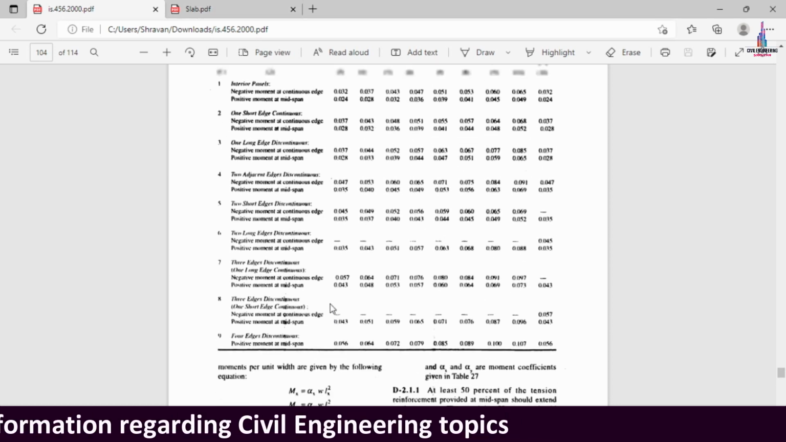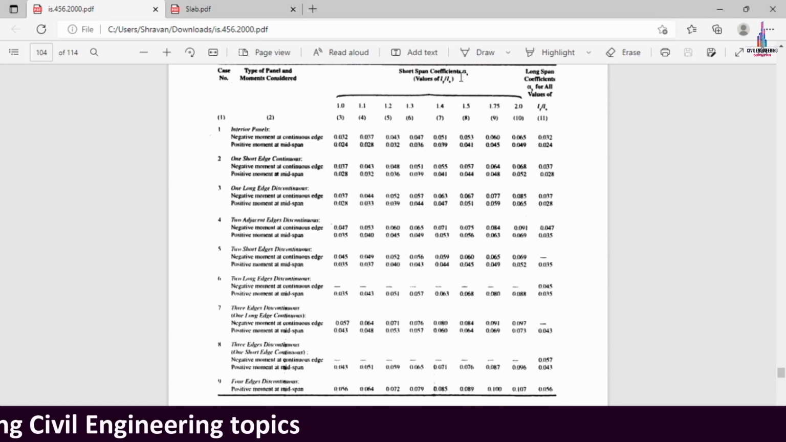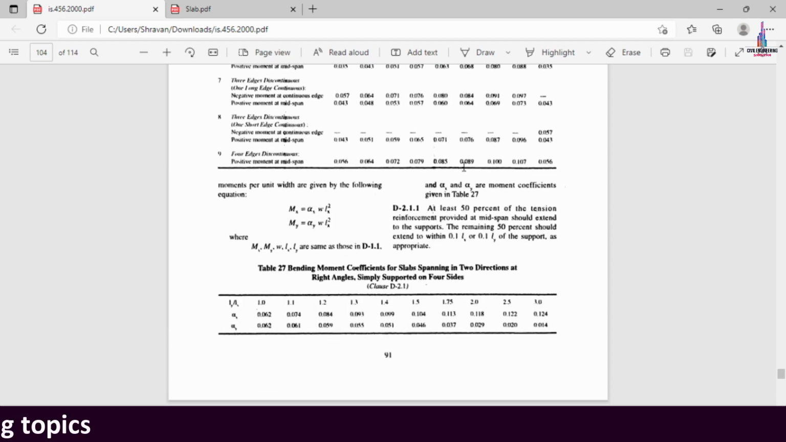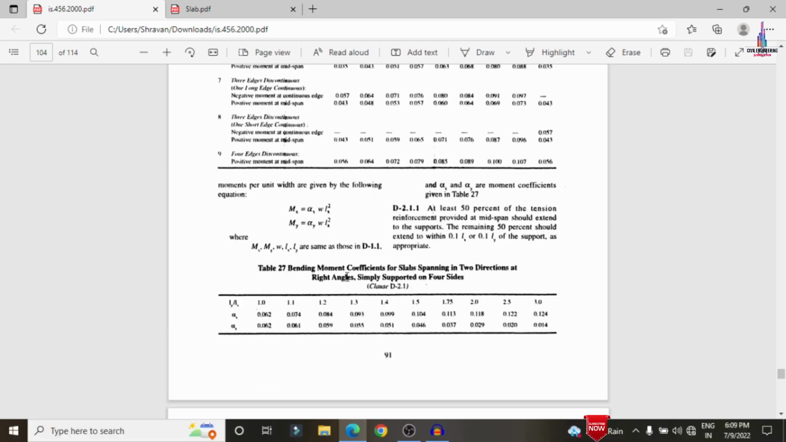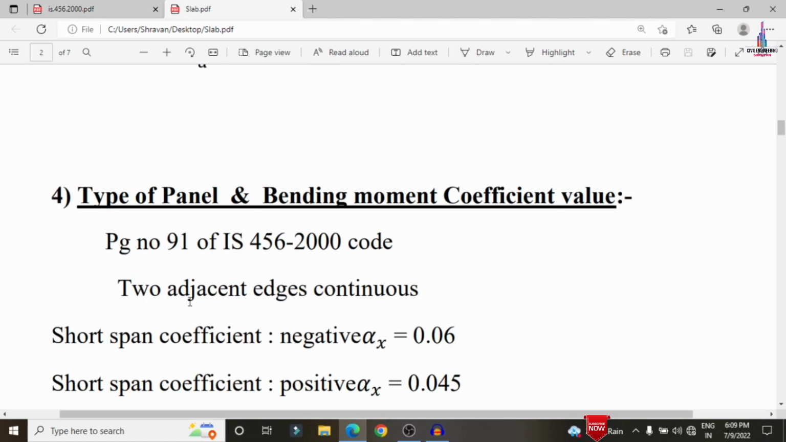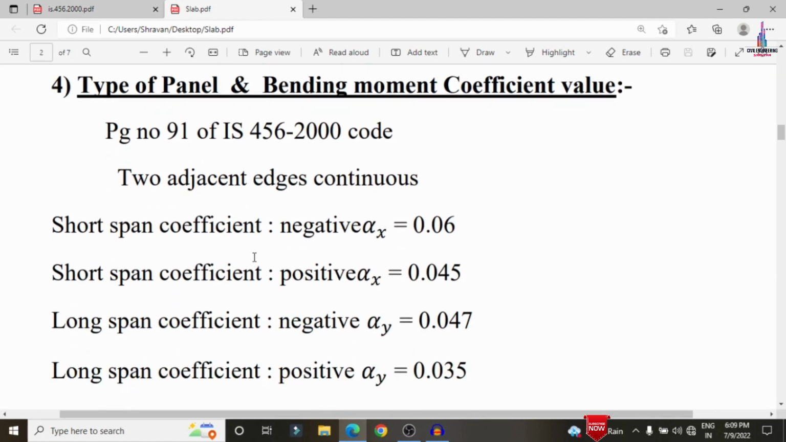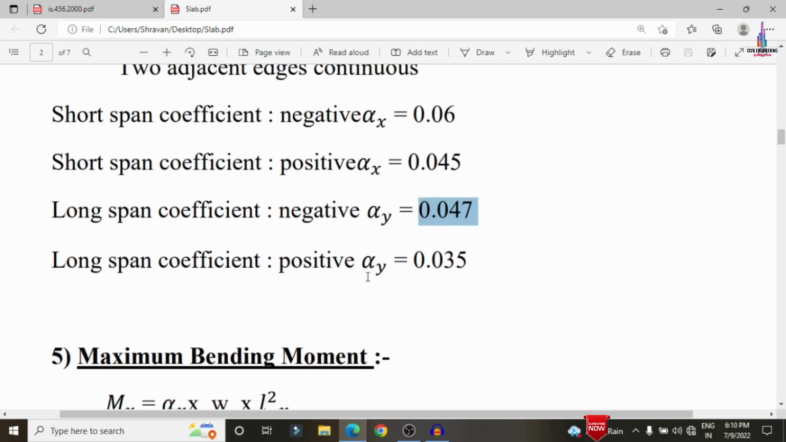Please see the values under the shortest span coefficients. Again, they are available as bending moment coefficients for a slab spanning in two directions at right angles, simply supported on the four sides. These are the factors we considered for this particular slab. From Table 26, I considered the negative alpha x as 0.06 and the positive coefficient as 0.045, and the long span coefficient negative as 0.047 and positive alpha y as 0.035.